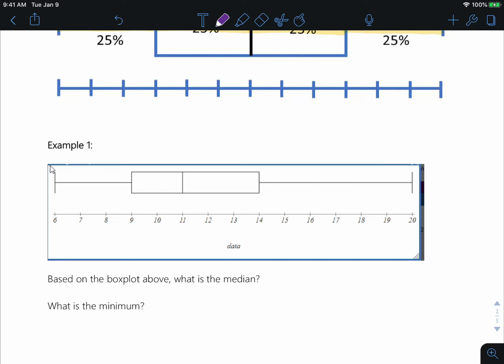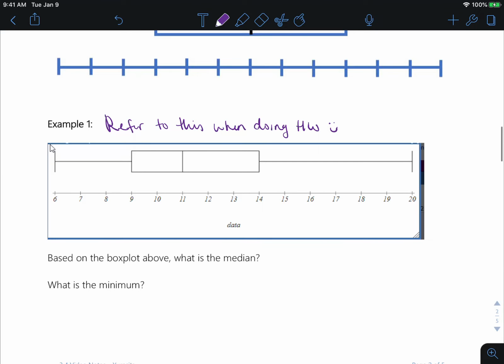Example 1, so you're going to refer to this when doing homework. What is your median if I just give you this graphic for example 1? Our median lives right here, so it would be 11. And what's your minimum? It looks like it will be 6. Okay, so just making sure you can read a box plot for this example.